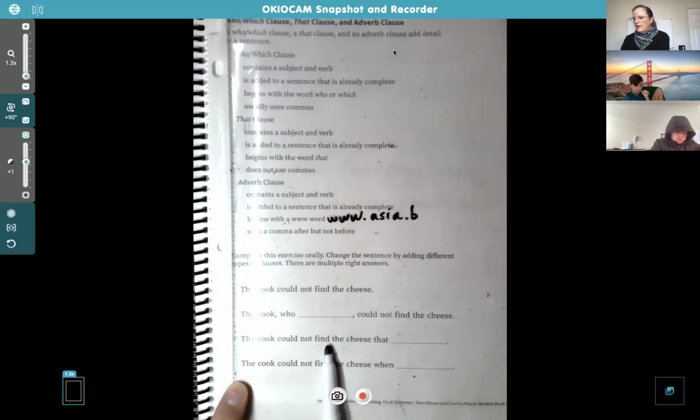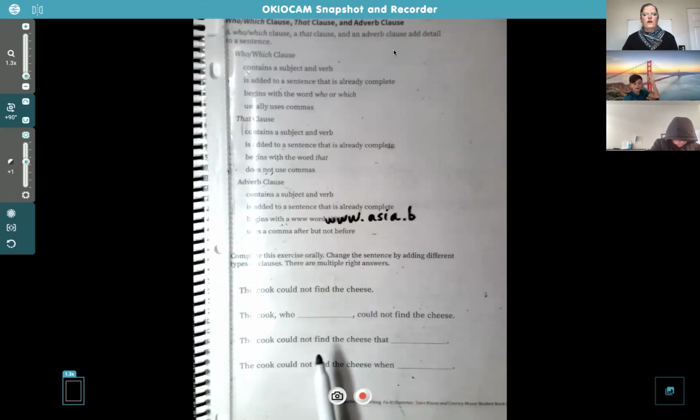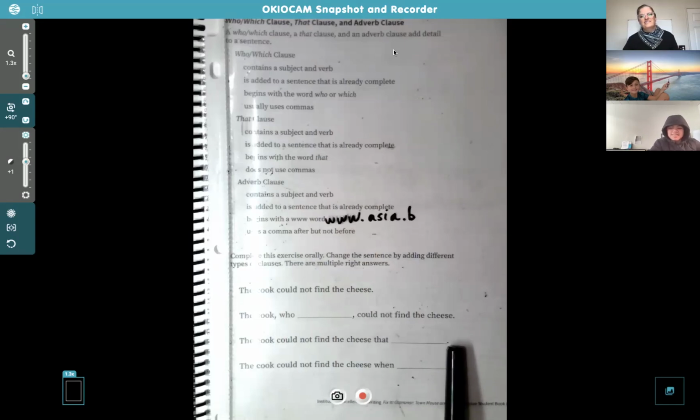The cook could not find the cheese that blank. This is a that clause. Can you guys think of something to put there? Maybe the cook could not find the cheese that he bought from the store. What do you think, Sawyer? You got one? The cook could not find the cheese that's rotten, because he's trying to throw it away. So the cook could not find the cheese that was rotten. Yeah, oh yeah, okay, that would work because he's trying to throw it away.